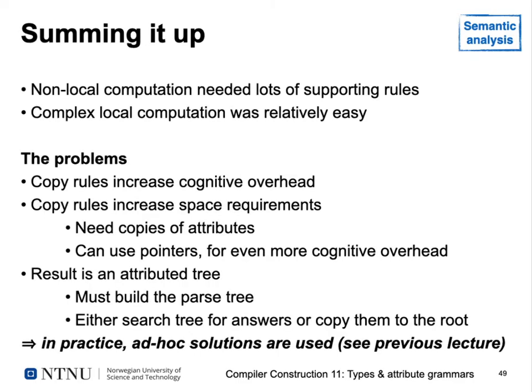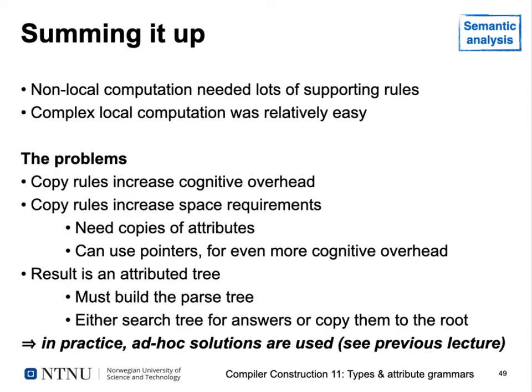So, summing it up, we see that non-local computation needs lots of supporting rules, whereas complex local computation was relatively easy. What are the problems with our attribute grammars here? Now these copy rules increase what we call the cognitive overhead for the programmer who designs these rules. They increase the space requirements because we need copies of attributes. We could use pointers to reuse attributes, but this would cause more cognitive overhead because then we would need to keep track of our pointer values here.